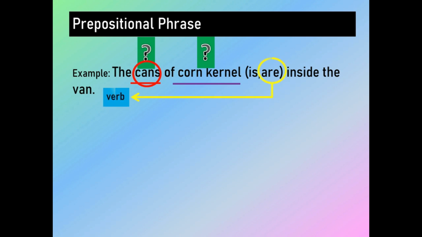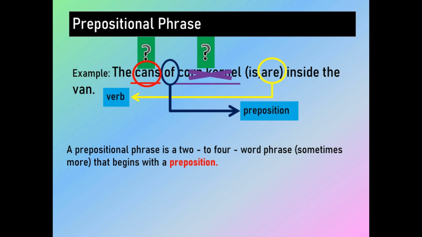Now what is our clue? Why is the correct subject cans, not corn kernel? It's because of the preposition of. Remember that a prepositional phrase is a two to four word phrase, sometimes more, that begins with a preposition.